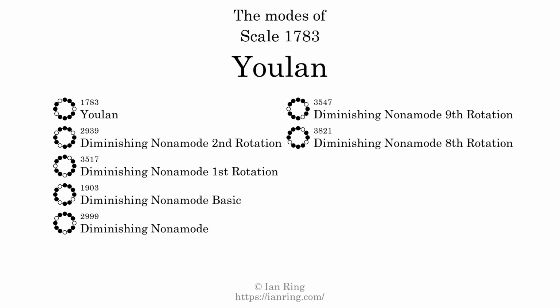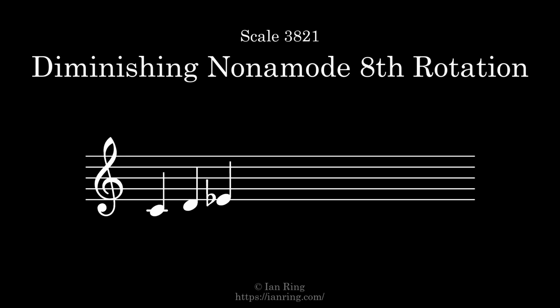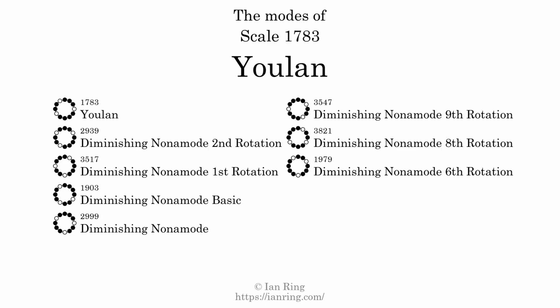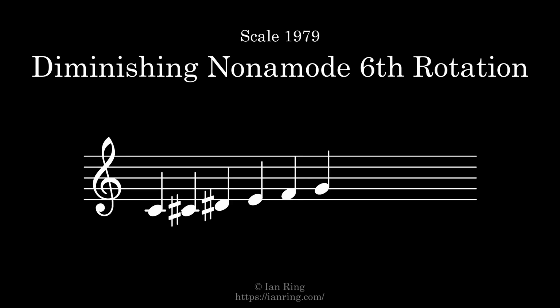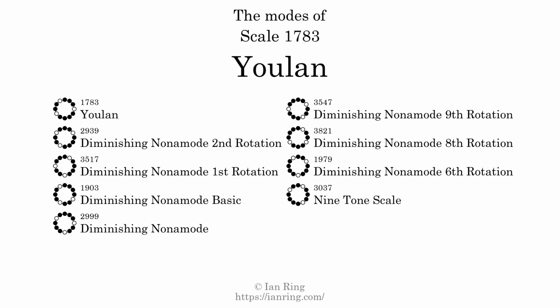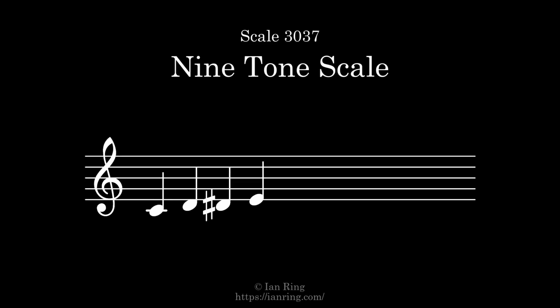The seventh mode is scale 3821, also known as diminishing nonomode eighth rotation. It sounds like this. The eighth mode is scale 1979, also known as diminishing nonomode sixth rotation. It sounds like this. The ninth and last mode is scale 3037, also known as 9-tone scale. It sounds like this.